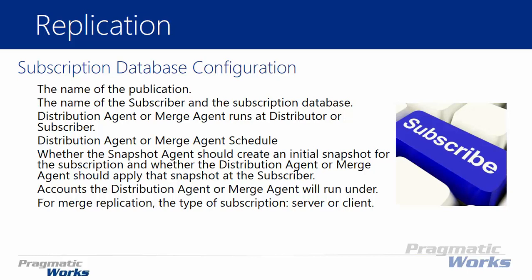We would also, once again, define what accounts our distribution agent or merge agent will run under. This way we can secure our publication, our subscription, and our distribution, so we can secure the data we're moving through whichever form of replication we decide to use. And for merge replication, we can define whether the type of subscription is server or client.